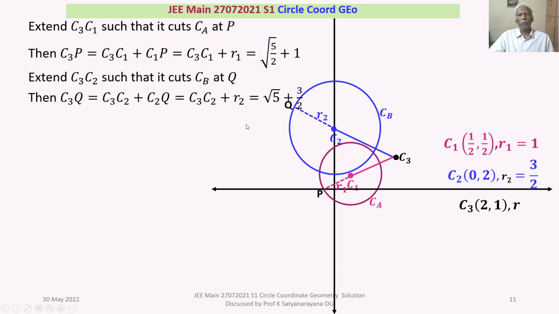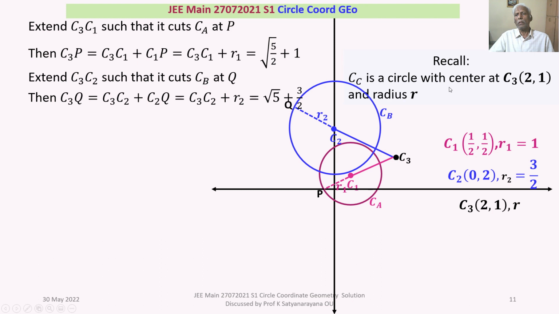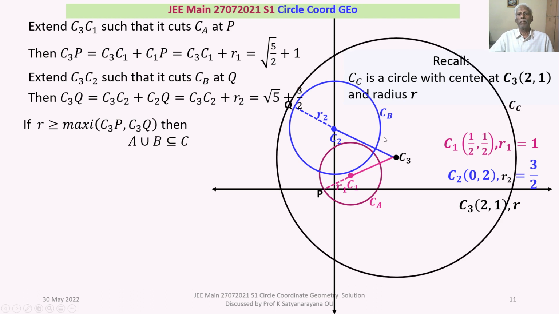We will not look at the picture and talk about it, but in general, recall that CC is a circle with center C3 with coordinates (2, 1) and radius R. Now if R is greater than or equal to the maximum of C3P and C3Q, then A is contained in C, and B is also contained, and thereby A union B is contained in C. So this is the picture.